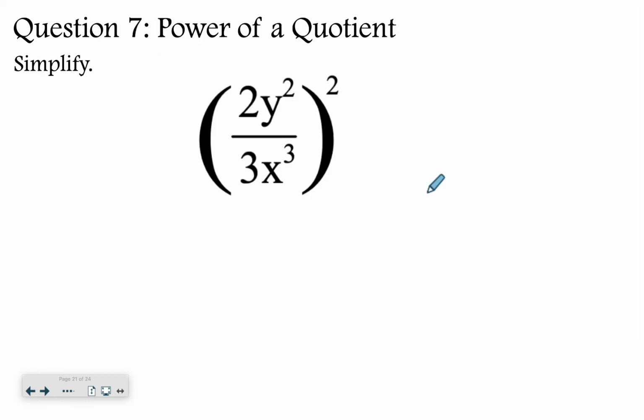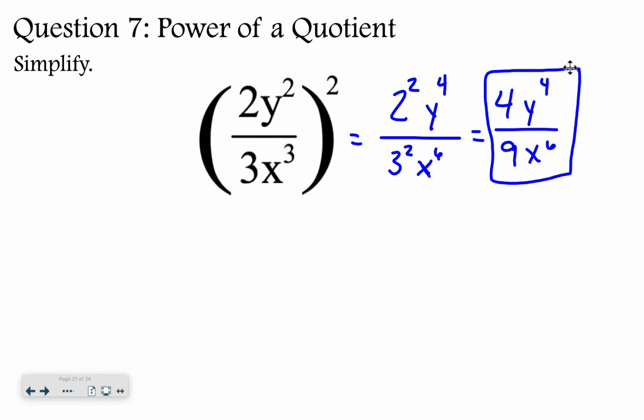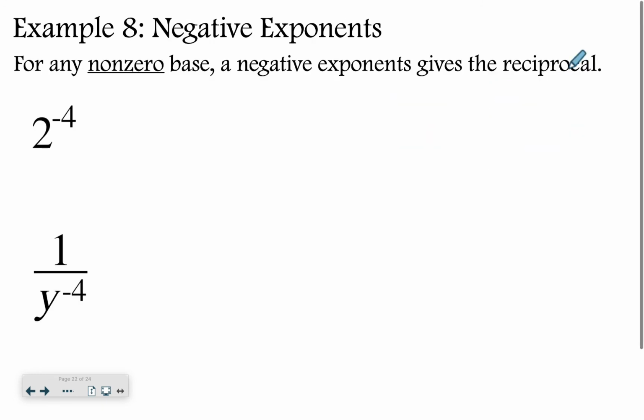Now I want you to try this problem on your own. Good luck. Okay, for this answer, hopefully you ended up with 4y to the 4th over 9x to the 6th. If you have questions about that, please be sure to reach out for some help. And let's move on to our last example for today.